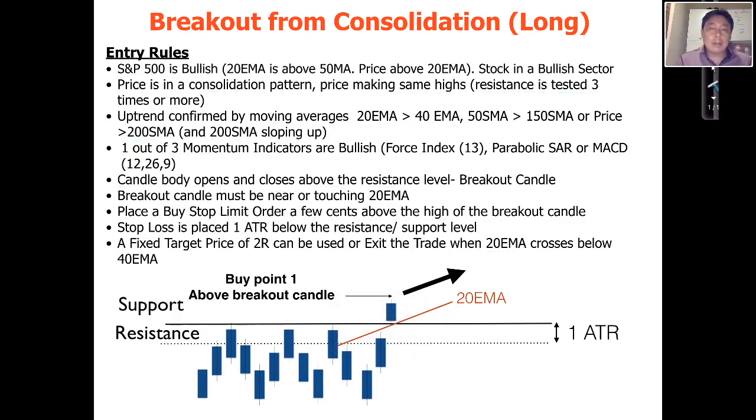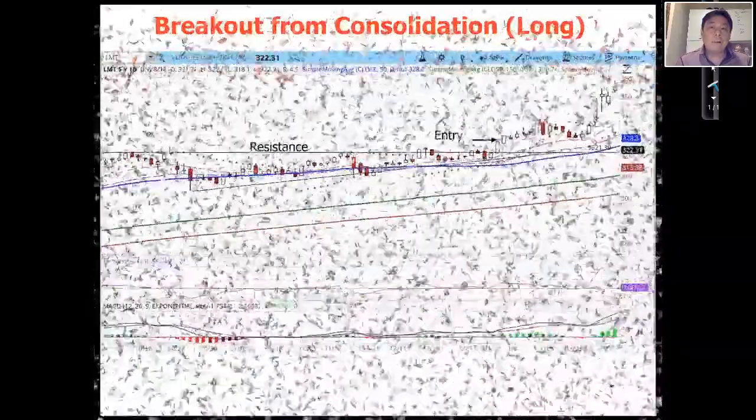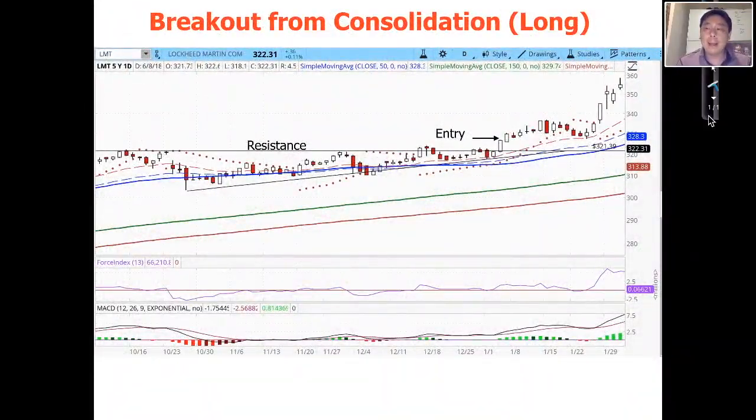So let's take a look at some recent examples of breakout from consolidation, entering on the first breakout candle. This example is on Lockheed Martin, LMT. Let me show you first of all the big picture. As you can see, it was in a consolidation.